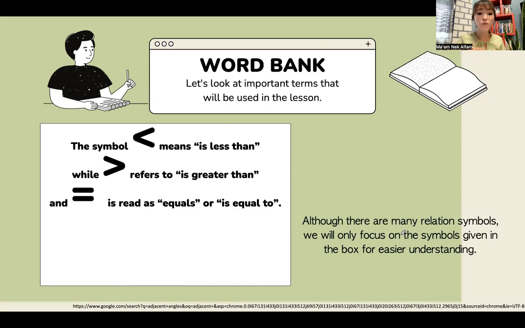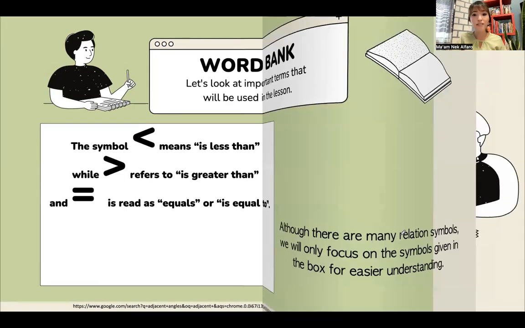But of course, we have this third symbol. The third symbol is read as equals or is equal to. Do not use the phrase is equals to. That is wrong. All right? It should be read as equals or is equal to. So although there are many relation symbols, we will only focus on these three symbols given to you, all right, for easier understanding. So those are the words for our word bank in this lesson.